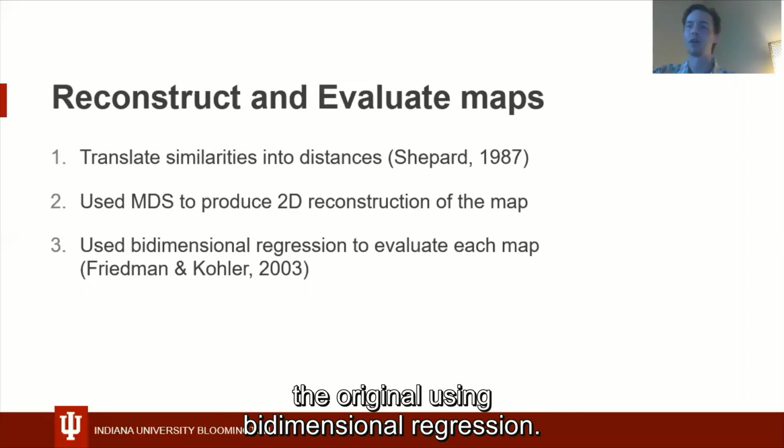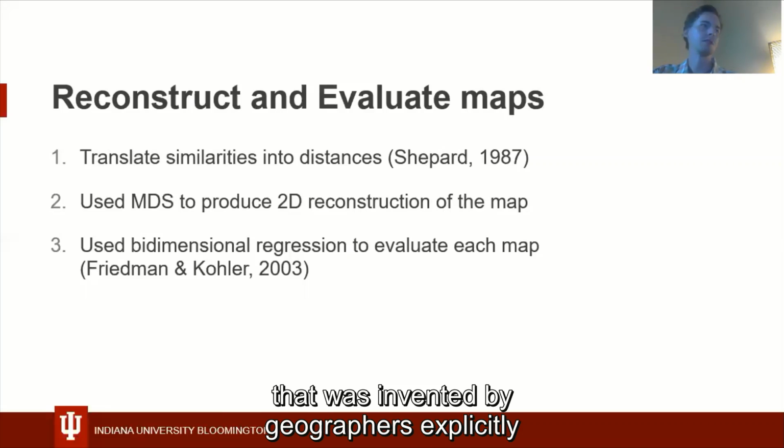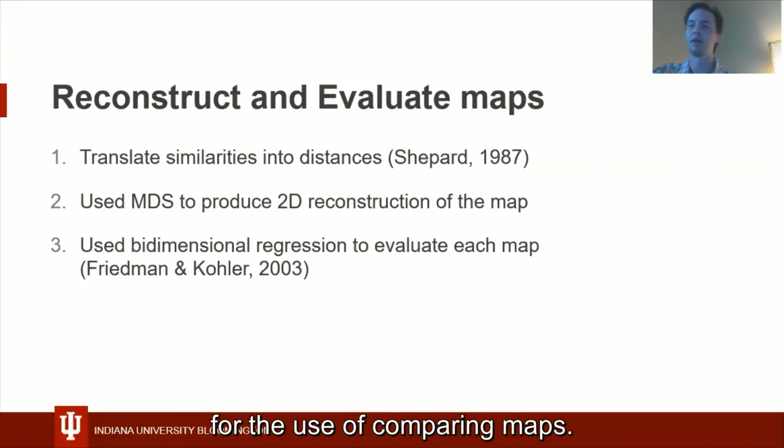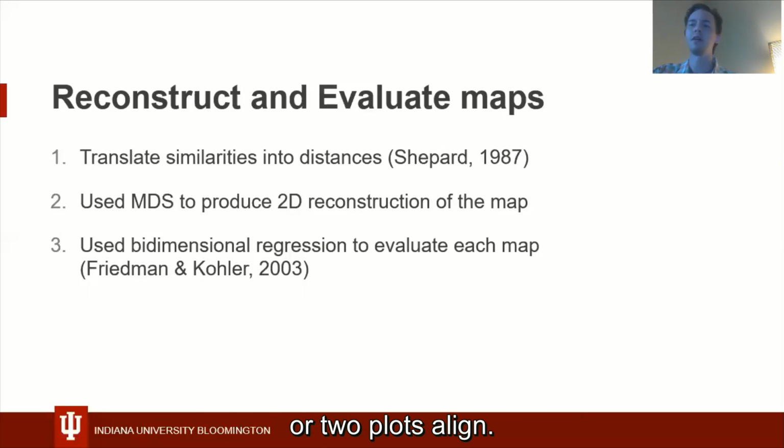using bidimensional regression. So bidimensional regression is a tool that was invented by geographers explicitly for the use of comparing maps. It yields numerous coefficients, but the one of interest for this work is the R coefficient, which describes the degree to which 2 points or 2 plots align.